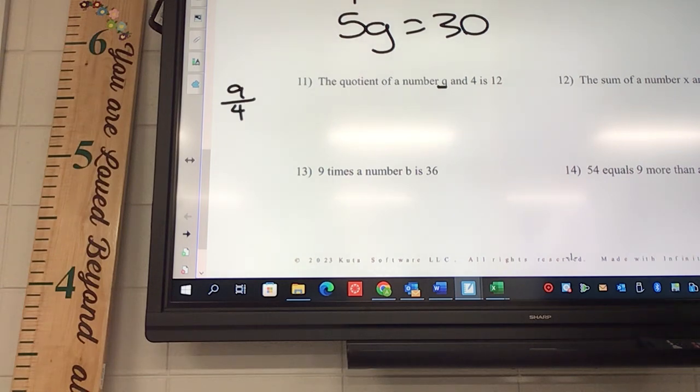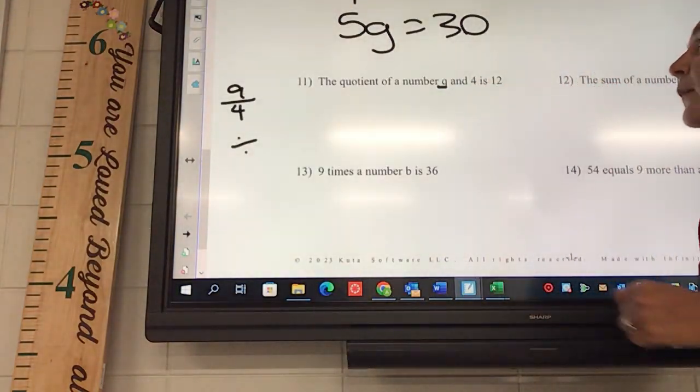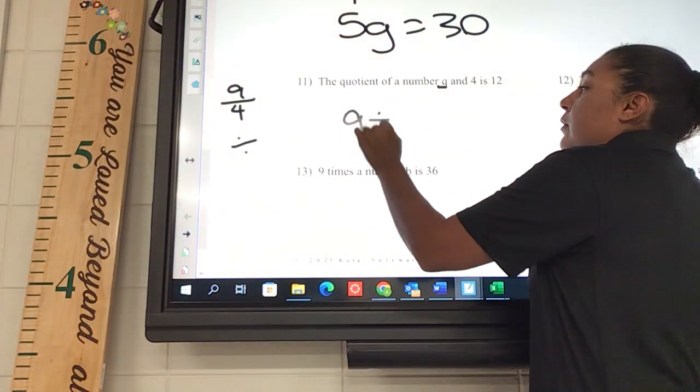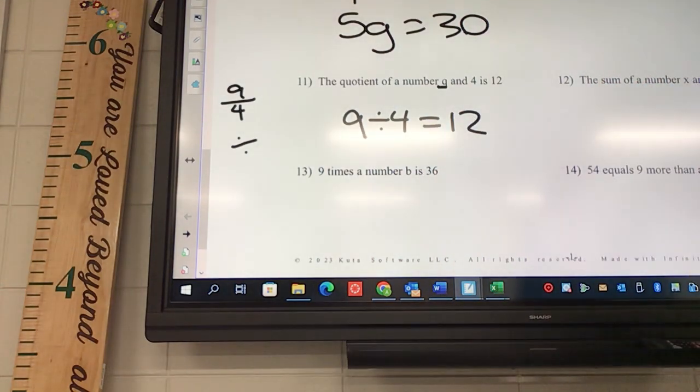What's the easiest one you've ever been taught your whole life? Like this, you know what I'm saying? The division symbol. Okay, you can totally do that too. Okay, so q divided by 4 is 12. Or you can write q over 4. That's totally fine too.